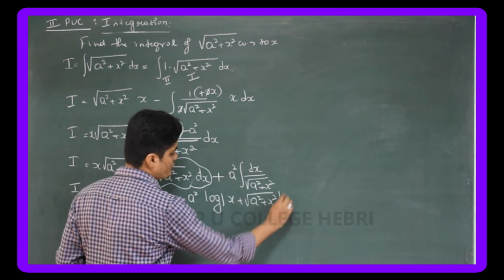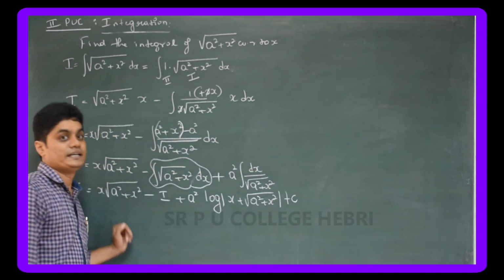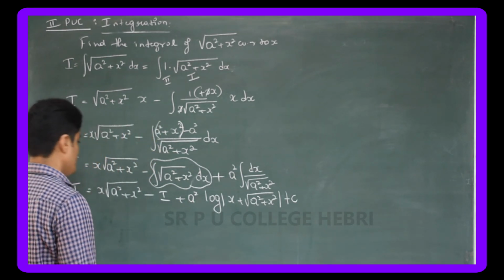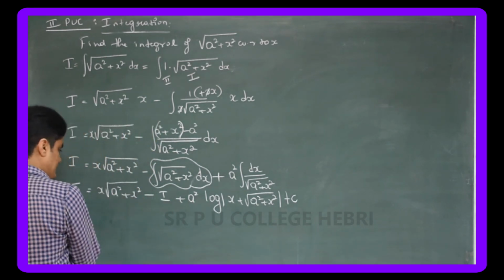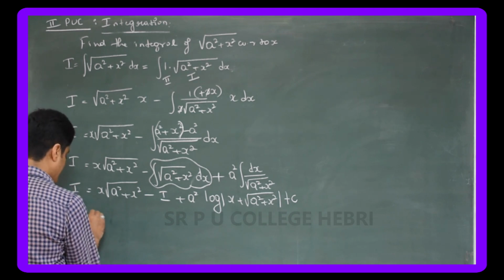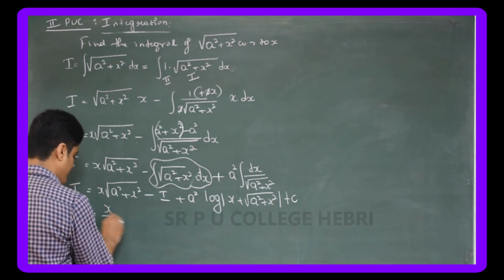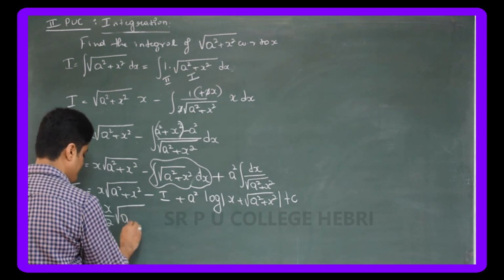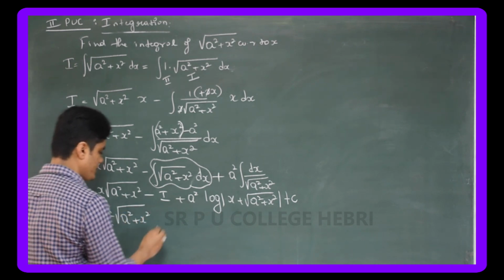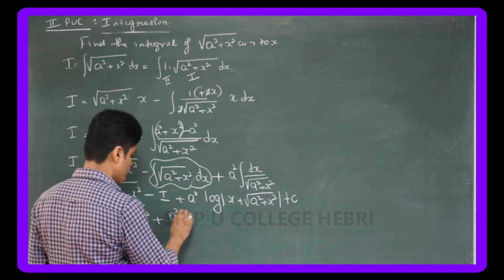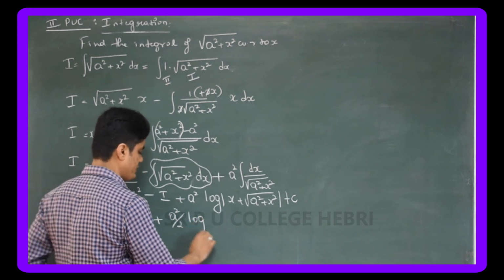Integration is over everywhere, so you can write the integration constant. This I you bring to this side, so it becomes 2I, so 2I can be written, and I equals x by 2 ... divided by 2 on both sides. I skipped one step. I hope you understood, because this is similar to the previous one. There's not much difference.